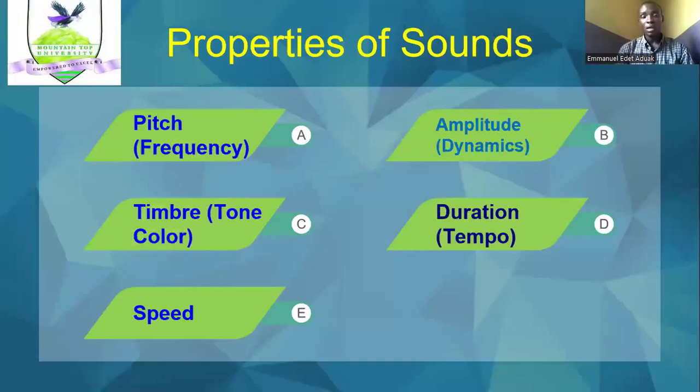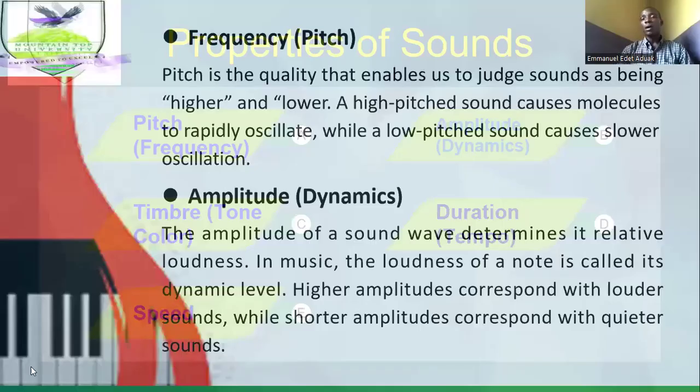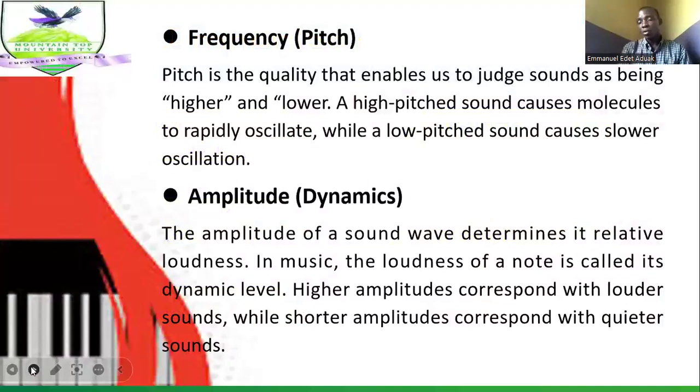Properties of sound: we have pitch, amplitude, timbre, duration, and speed. We are going to look at each of them one after the other. So pitch is a quality that enables us to judge sounds as being higher or lower. A high-pitched sound causes molecules to rapidly oscillate, while a low-pitched sound causes slower oscillation.